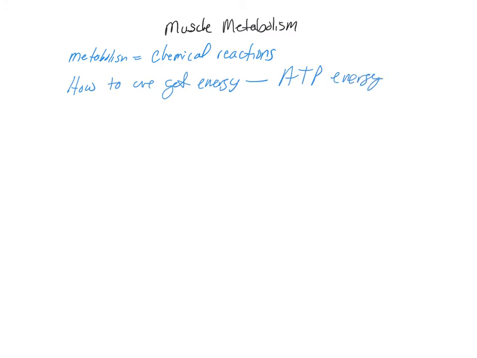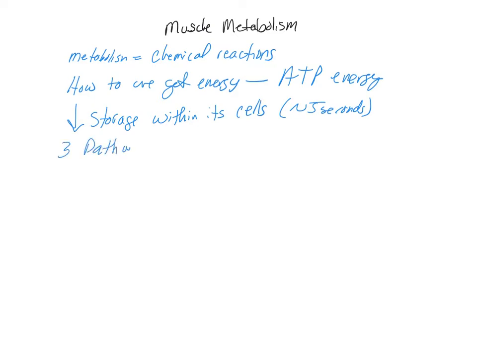Now, a muscle does not have a lot of ATP storage within its cells. So you need to be able to generate it. In terms of storage, it's only got about 5 seconds. To generate ATP, and this should totally be review from your other biology courses, you've got basically 3 pathways.